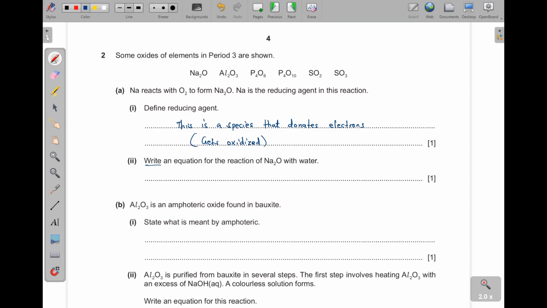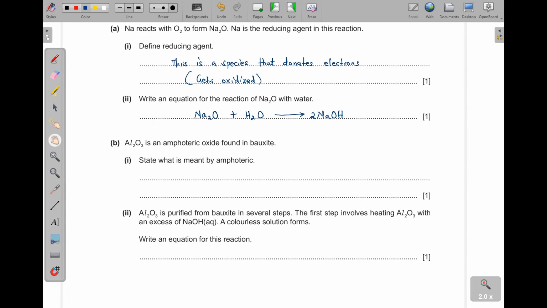Roman 2. Write an equation for the reaction of sodium oxide with water. Of course, when you get the oxide and you add it in water, then you are going to get a hydroxide. So we shall get sodium hydroxide. To balance this, since there are two sodiums, I'll put 2 here. Oxygens are 2, hydrogens are 2, then hydrogens are also 2. So that is the equation there. Remember, it has to be balanced. If an equation is not balanced, then it is not correct.